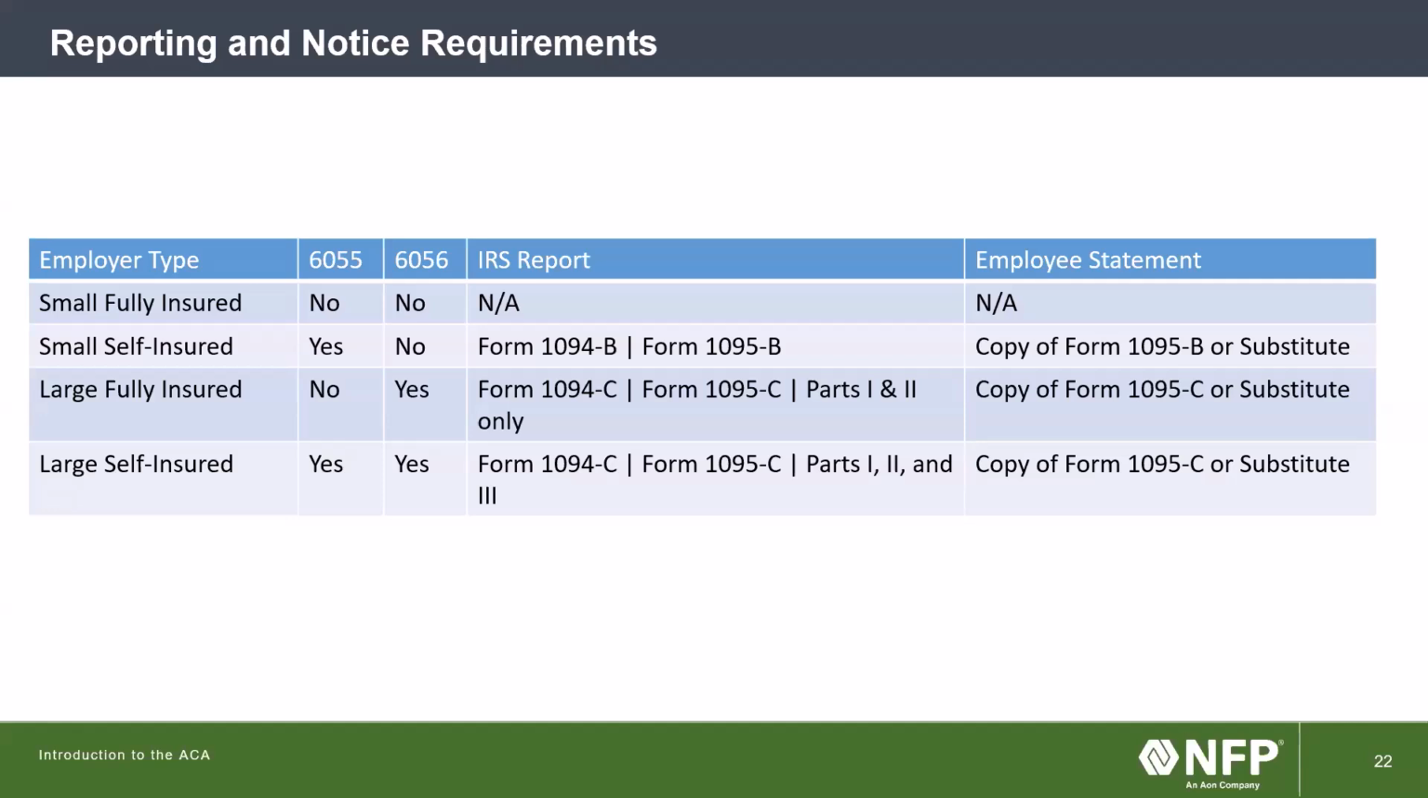If you're a large, fully insured employer, then you would be required to submit Form 1094C and 1095C, although Parts 1 and 2 only of Form 1095C. And then you would be required to provide a copy of Form 1095C or a substitute to your employees. And finally, if you are a large self-insured employer, you would be obliged to provide Form 1094C and Parts 1, 2, and 3 of Form 1095C. And then you would need to provide a copy of that Form 1095C to your employees. Next slide, please.